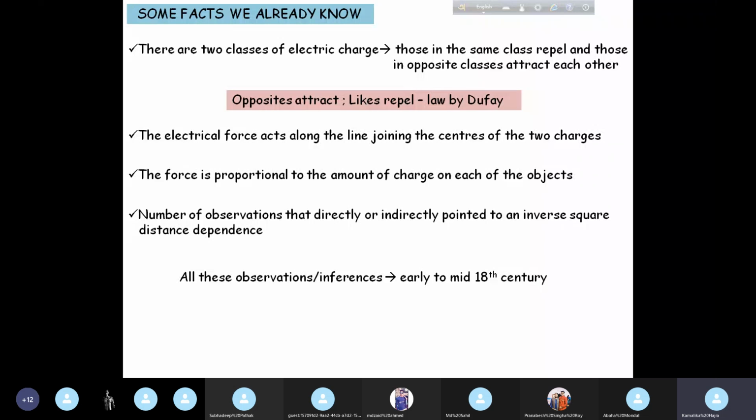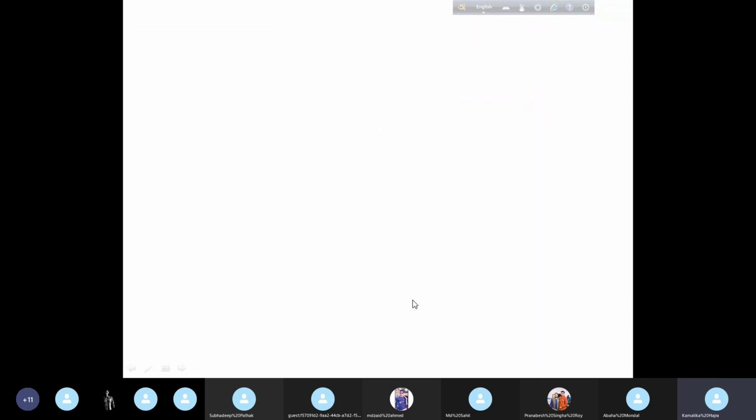All right, so these were observations or inferences that were done in the early to mid 18th century, so before Coulomb, and this is just a list of scientists who were performing experiments. If any of you are interested, you can just Google these names. In fact, I have given these names for those students who are interested in the history of science.